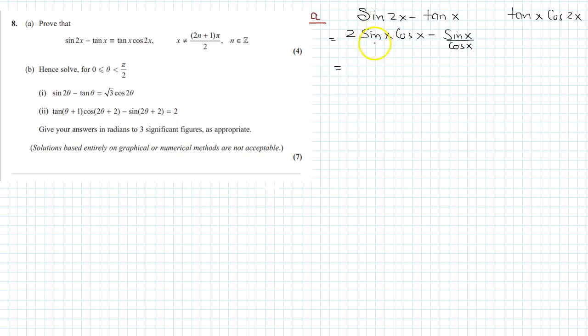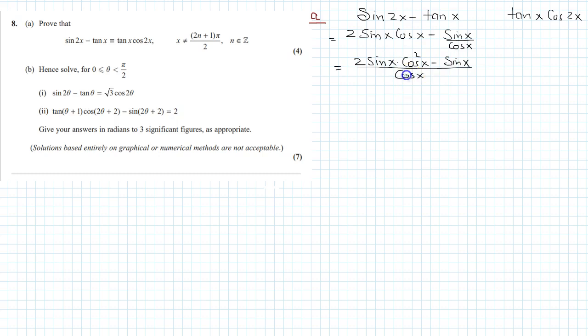So left part is, now we multiply it, because we need tan here, so that is 2 sin x cos square x minus sin x over cos x.